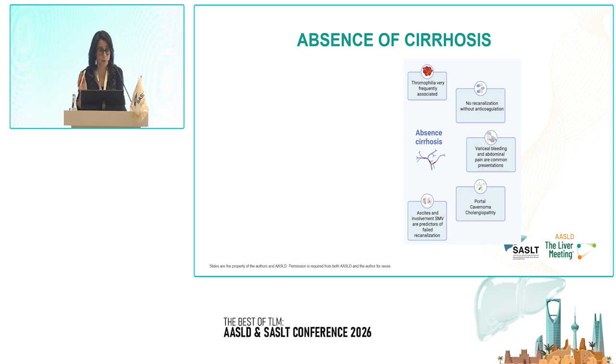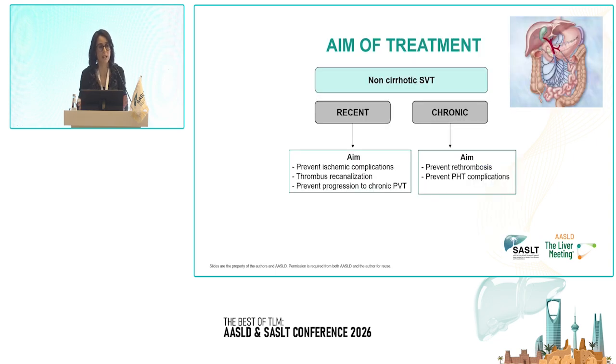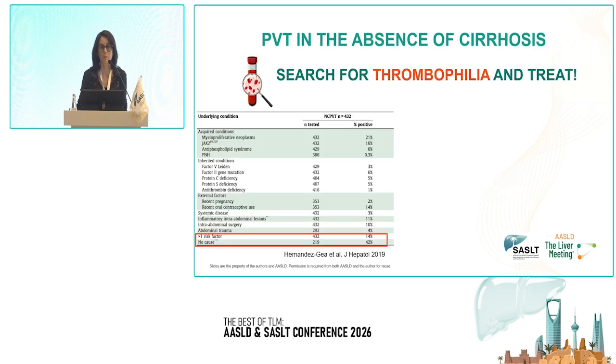outcome in our patients. So if we center now on those patients with PVT in the absence of cirrhosis, here we have two settings, the recent or the chronic, and it's important to know the age of this thrombosis, because the aim of the treatment is a little bit different. If we are in the recent setting, we want to prevent ischemic complications, we want to recanalize this thrombus, and we want to avoid progression to chronic PVT, whereas if we are in the chronic setting, what we want is to prevent rethrombosis.